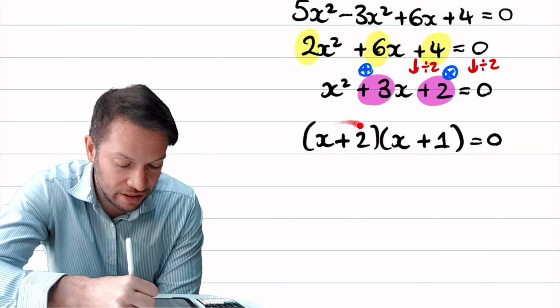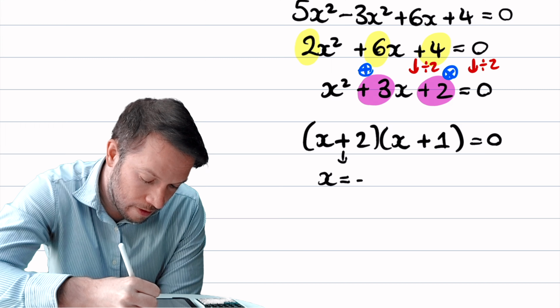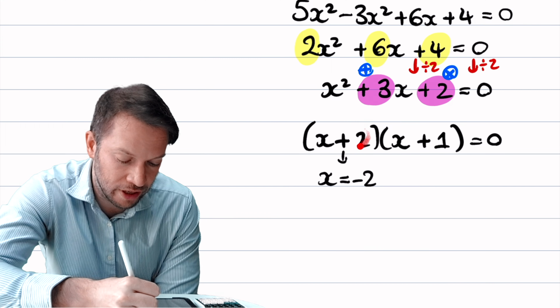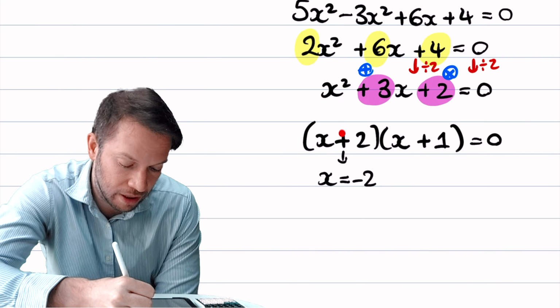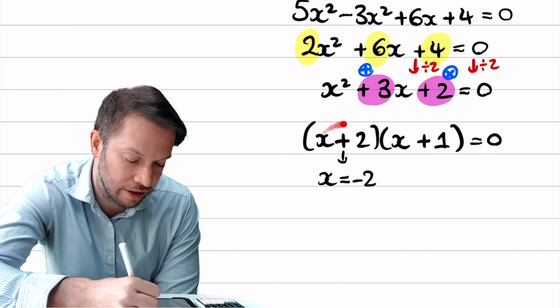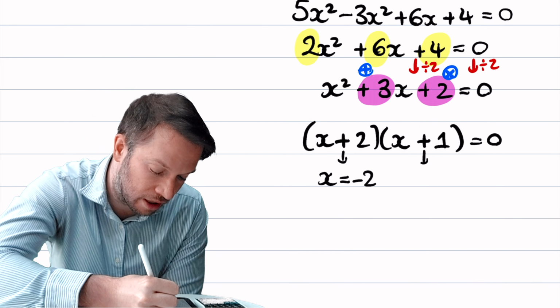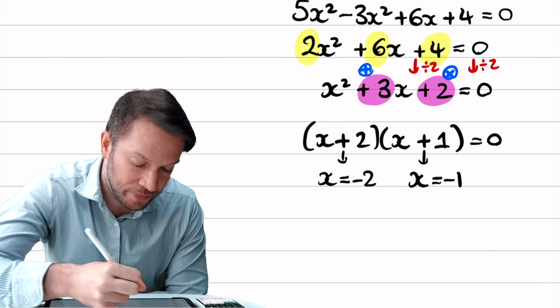So if the x plus 2 was 0, then x would be minus 2. Remember, a quick way you could do that is to just negate whatever number's there. So the plus 2 becomes minus 2. And you can see it works because minus 2 plus 2 would give you 0. And 0 times anything would be 0. So that works. And the other one, negate the plus 1, becomes minus 1. So those are the two solutions.